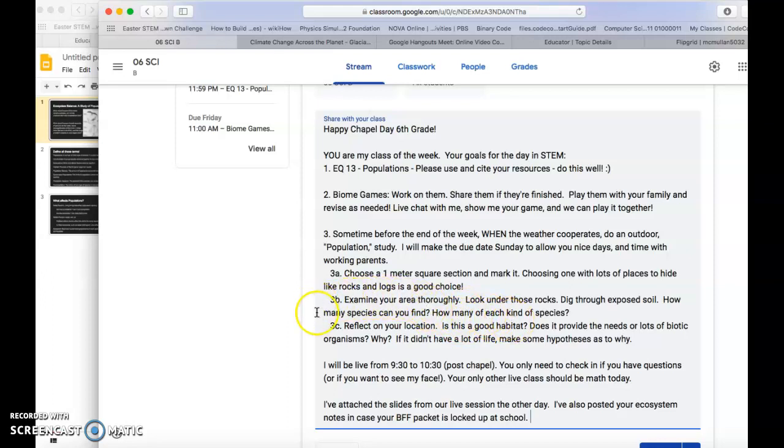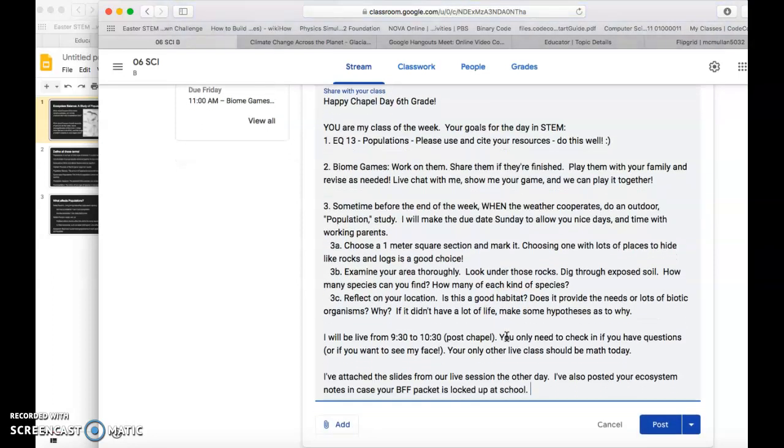If you find how many species, you'll see what community of biotic organisms you have. And then how many of each kind of species, you're finding the population of each species within your community. And then you'll reflect on your location. Is it a good habitat? Does it provide the needs of lots of biotic organisms? Why? If it didn't have a lot of life, make some hypotheses as to why.